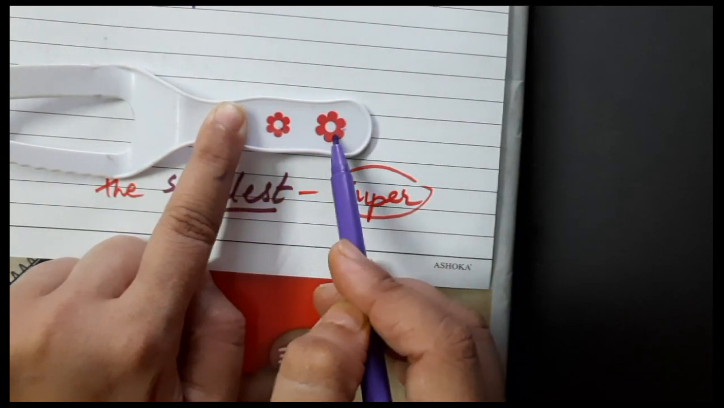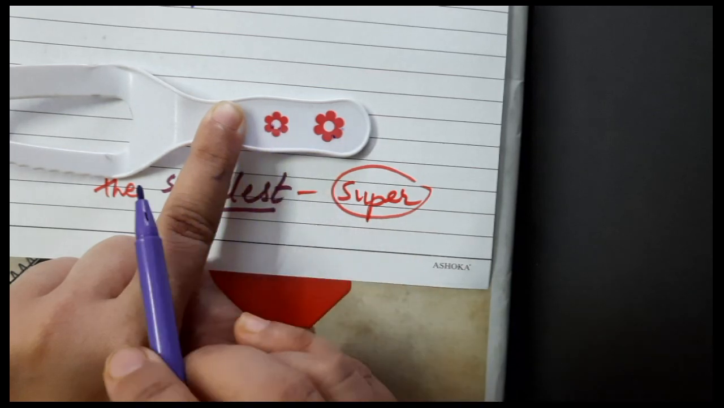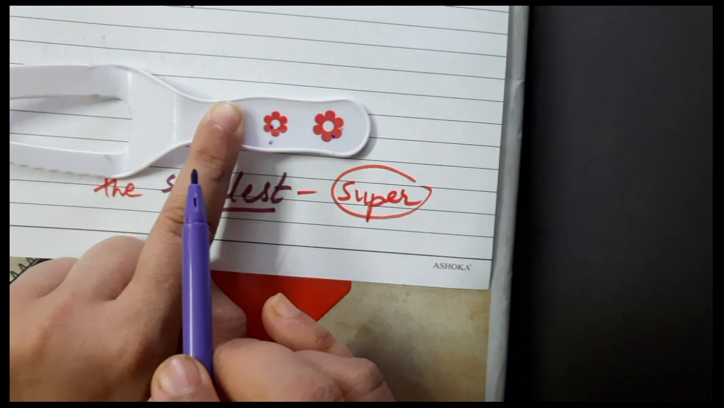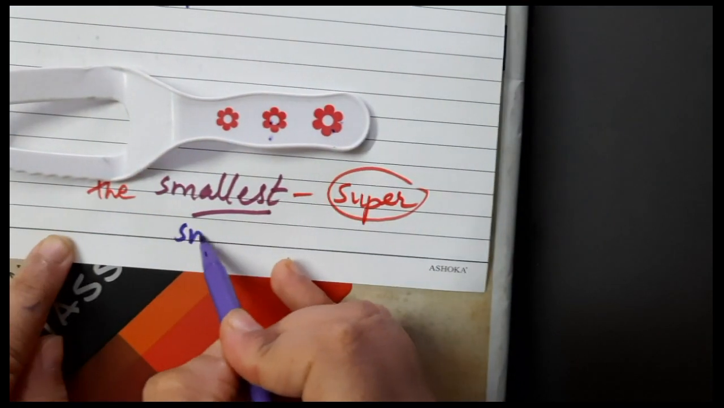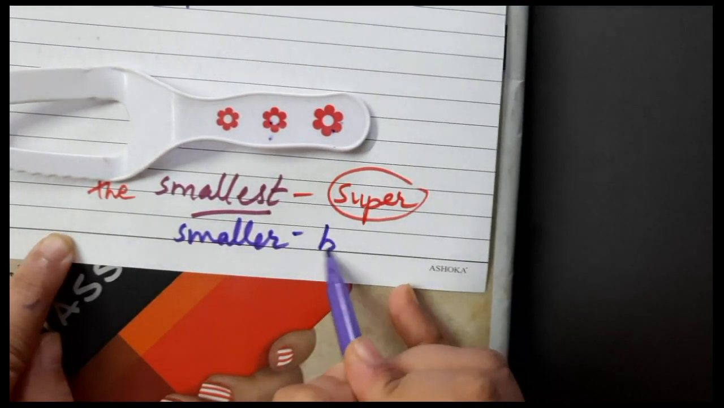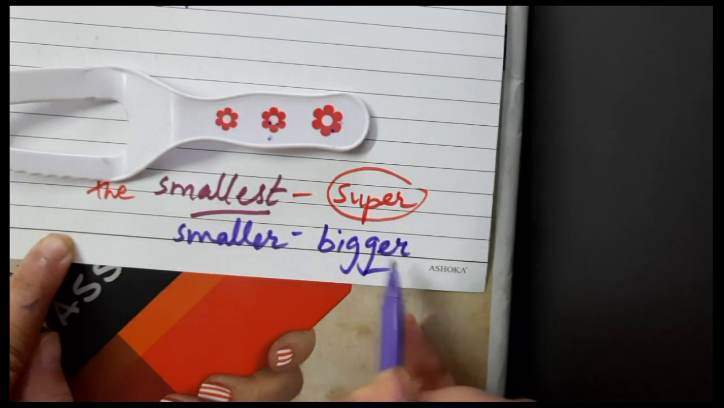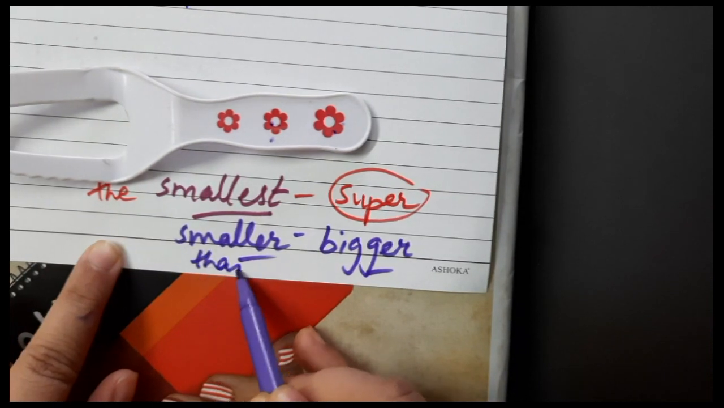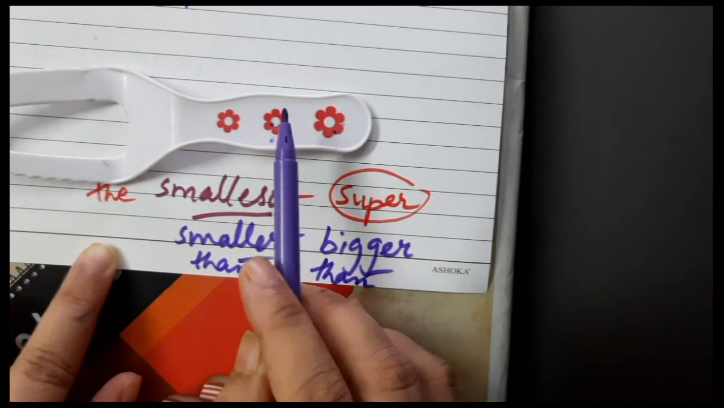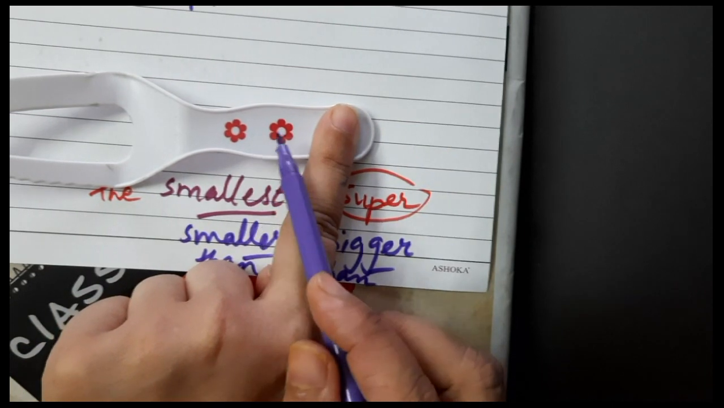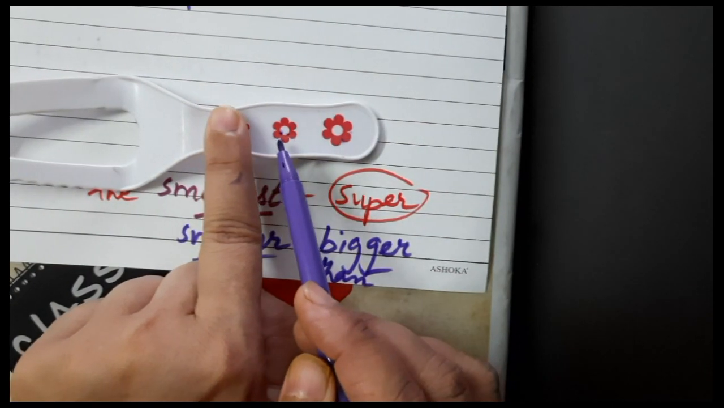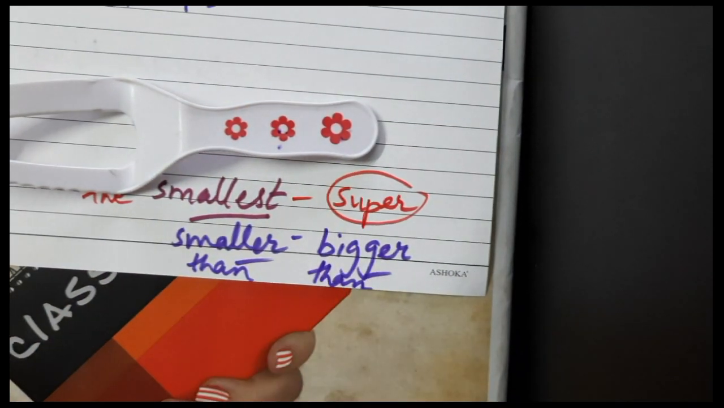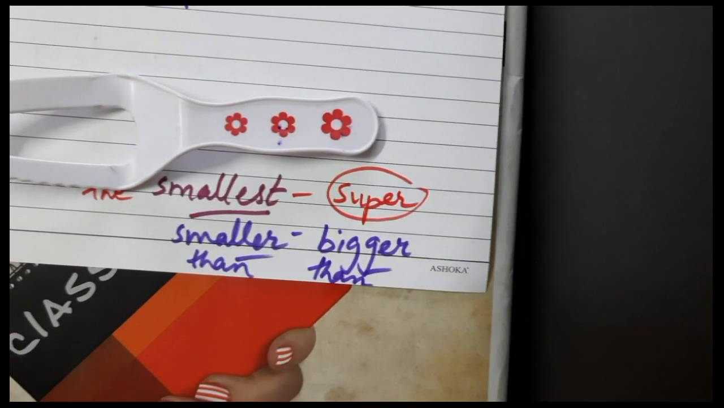Ma'am, this flower is bigger than this. Which is smaller? This flower is smaller than this. Okay, so this is the way we compare the two objects. I'm using it in sentences so that when you see any object, you should know how to use it. Smaller than, bigger than. This flower, the center flower, is smaller than this flower. Alright, very good. Let us take some more examples.